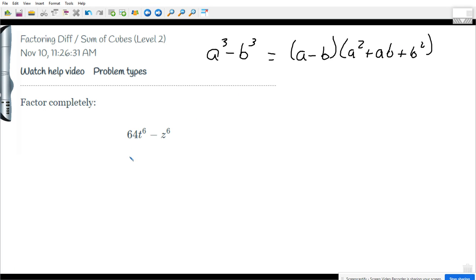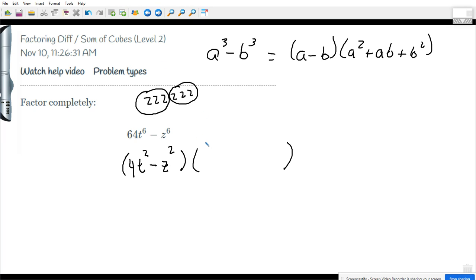So here, same thing. I'm going to get a binomial times a trinomial. I'm going to take the cube root of 64, which is 4. The cube root of t to the 6 is t squared. Keep the same sign. The cube root of z to the 6th is z squared. And again, why is that? Because z to the 6th means there's 6 z's, right? When I take the cube root, that means I need groups of 3 to be able to simplify, and I can take 2 groups of 3.